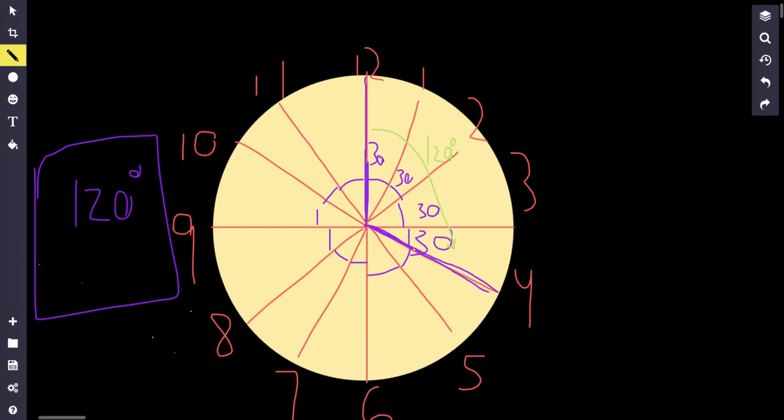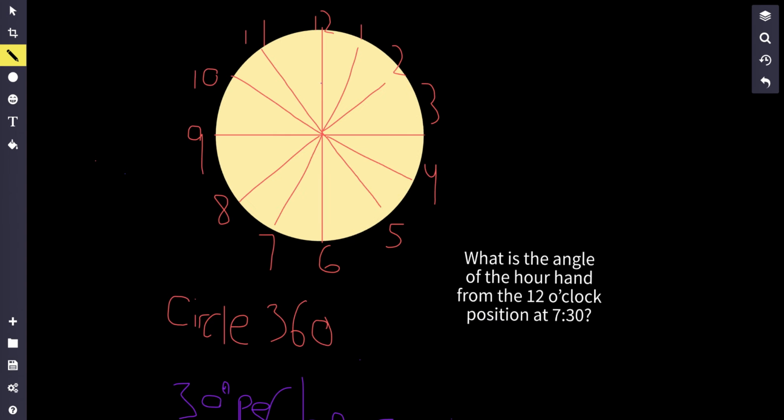So whenever we're going to be doing these types of problems, let's just pretend that this type of angle is our only solution. Let's just ignore that other angle. What is the angle of the hour hand from the 12 o'clock position at 7:30? So let's say this is 12 o'clock position and 7:30 is here. So we are trying to find this angle. How do we do this?